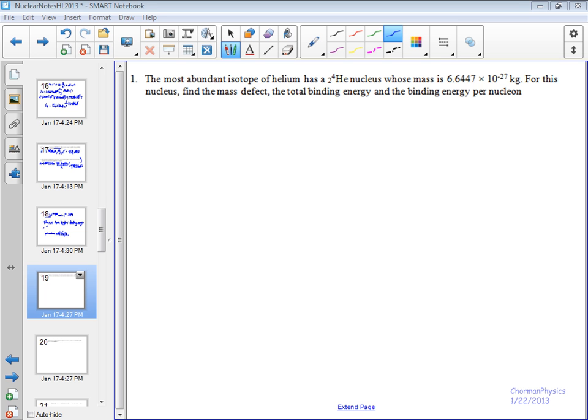The first thing we'll start off with here is that the mass of this helium nucleus, I would prefer to give it in unified atomic mass units. You can absolutely do this conversion. But the mass of the helium nucleus is also just 4.002603 unified atomic mass units. All right? So what we want is the mass defect.